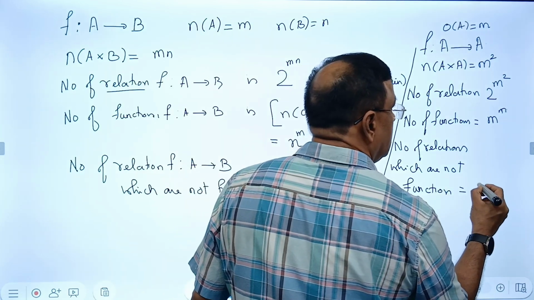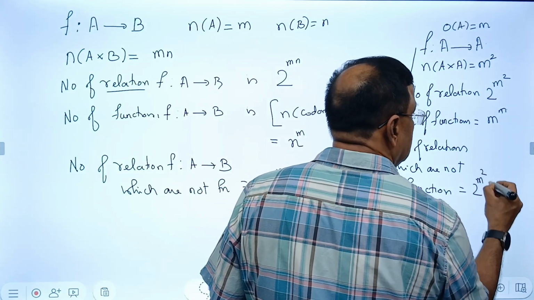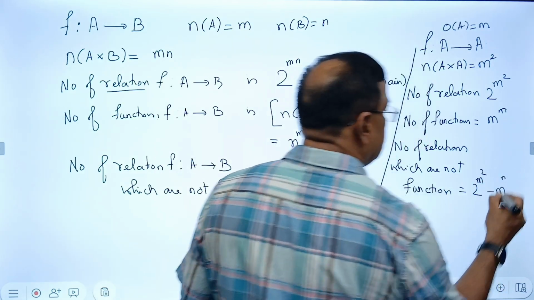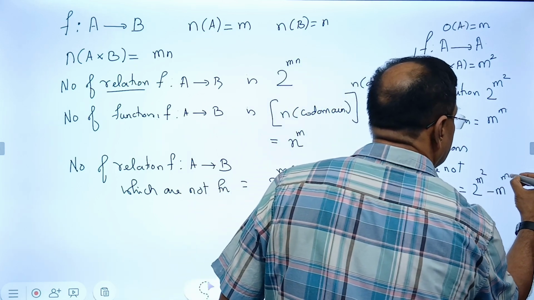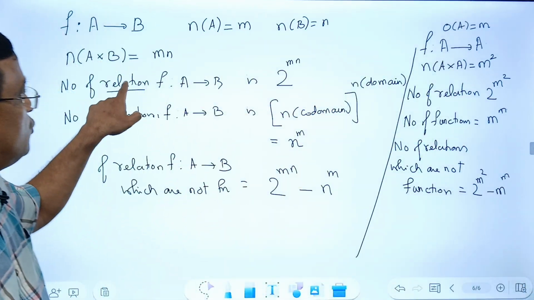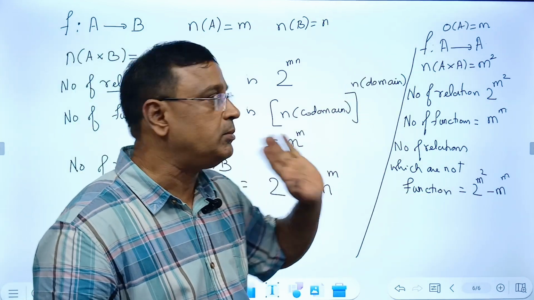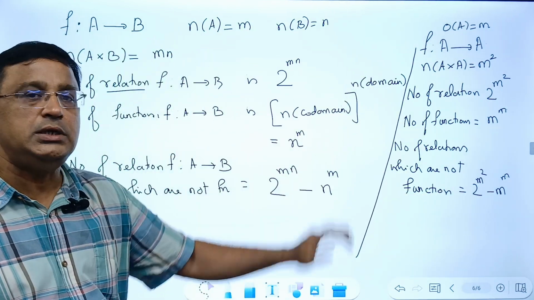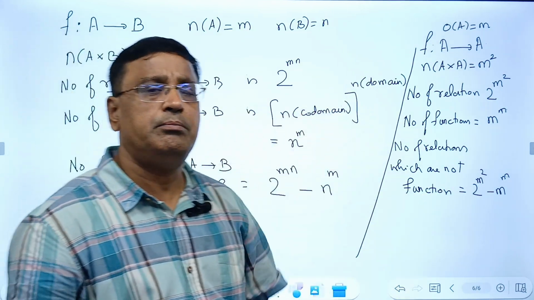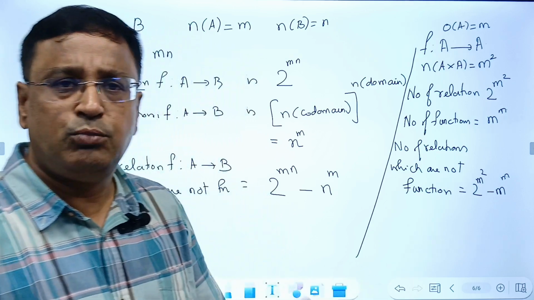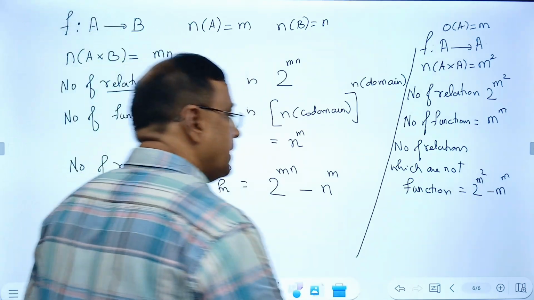It will be 2 power m square minus m power m. If it is two different sets, this is the formula. If it is on the same set, this is the formula. So please make a note of these formulas. Once you know the formula, based on the question, you can always put the values and get it.